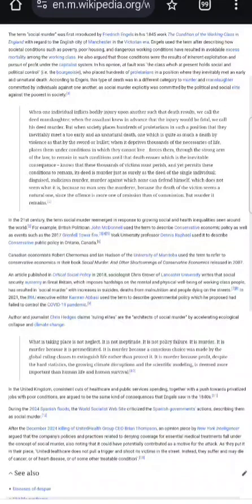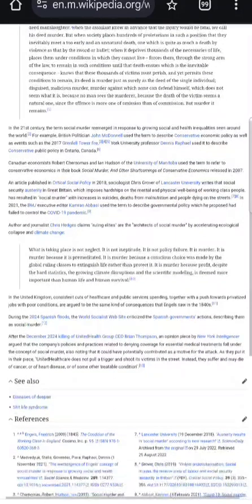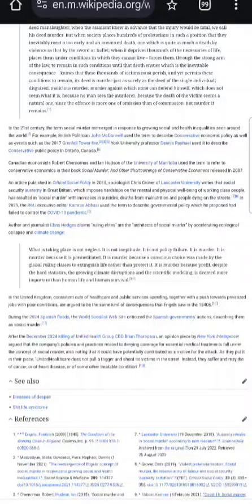Author and journalist Chris Hedges claims ruling elites are the architects of social murder by accelerating ecological collapse and climate change. Chris Hedges said, "What is taking place is not neglect. It is not ineptitude. It is not policy failure. It is murder. It is murder because it was premeditated. It is murder because a conscious choice was made by the global ruling classes to extinguish life rather than to protect it. It is murder because profit, despite the hard statistics, the growing climate disruptions, and the scientific modeling, is deemed more important than human life and human survival."